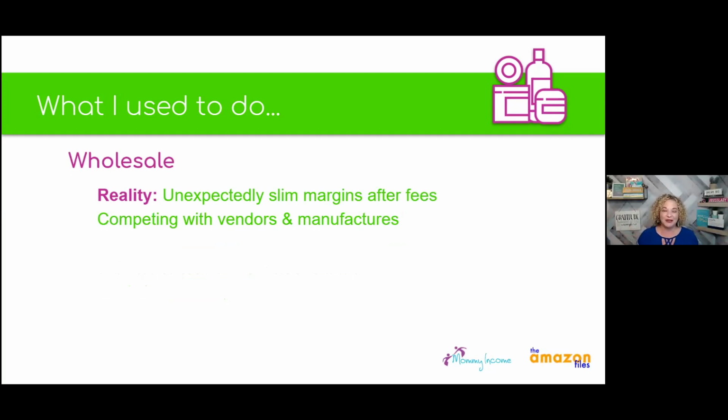So my first wholesale experience, when I opened the catalog, I thought I was going to be at like 50% off of the Target price, right? You're going to go to Target and you're buying this thing for $20. You're thinking, oh my gosh, wholesale's got to be $10, right? More like $16.50. I'm like, how are they making money? So competing with vendors and manufacturers is part of the reality of straight up wholesale.